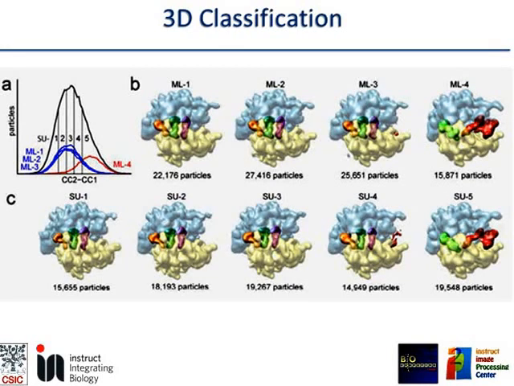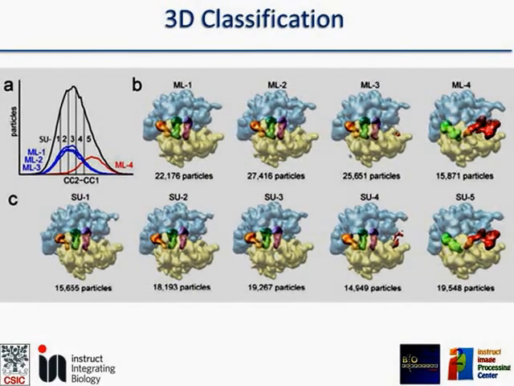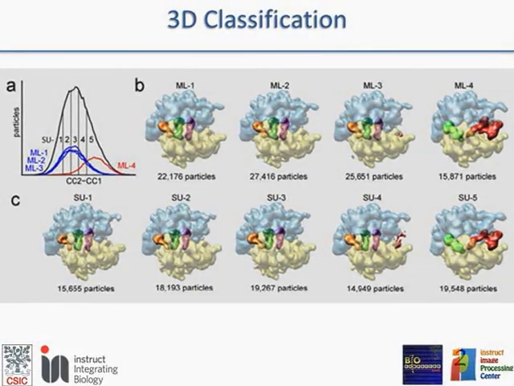So you rely on the computational algorithm to sort the particles into different classes, and at the end, what you hope is that somehow you are able to distinguish between the two classes. So you say all these projections belong to this class that are with the tRNAs, and all these projections belong to this other class that are the ones with the factors. And you hope the algorithm does that for you.